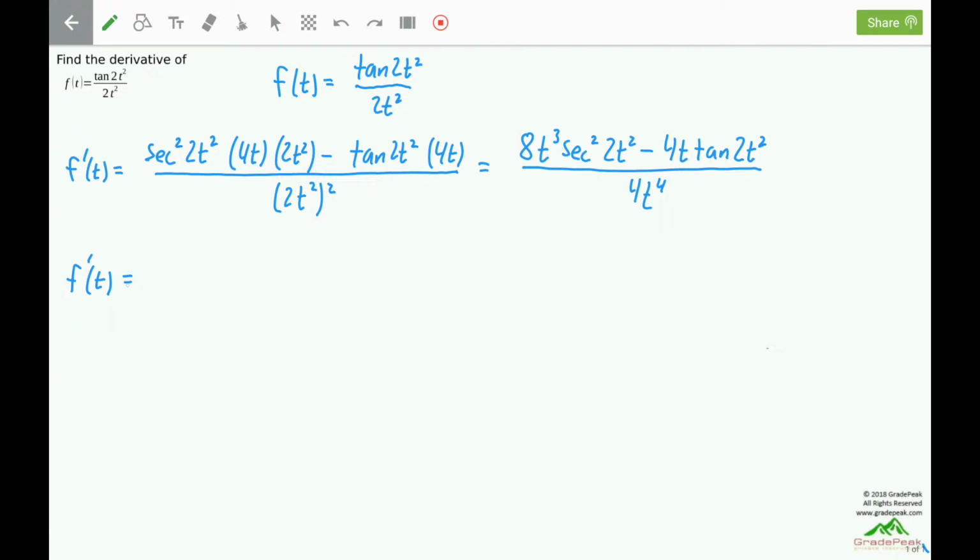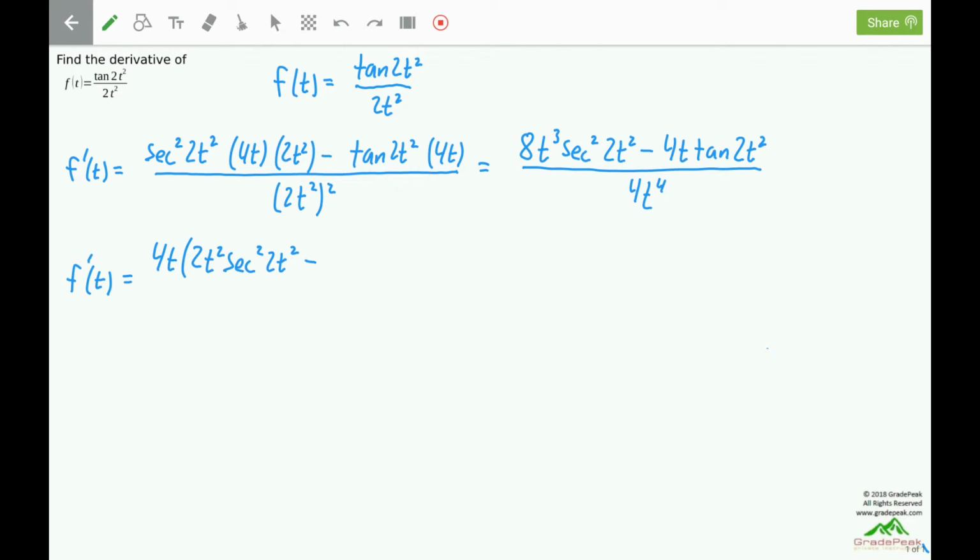Now back in the numerator, we have some factoring we can do. We have an 8 and a 4, so we can factor a 4 out of there. And we have a t cubed and a t, so we can factor out a t. Altogether, we can factor out a 4t. That will leave us with a 2 and 2 t's left over. We took away 1, t squared. Secant squared of 2t squared.